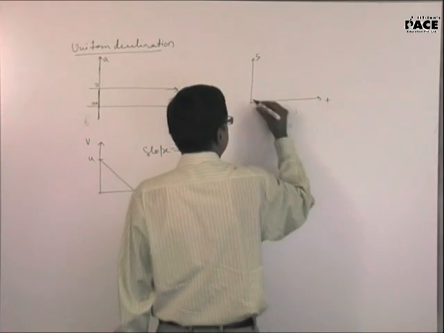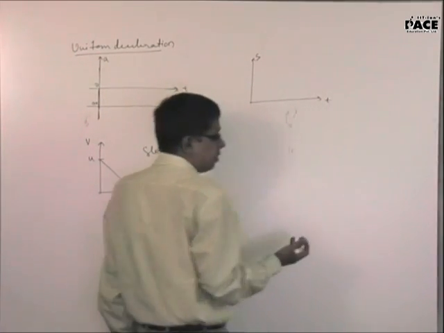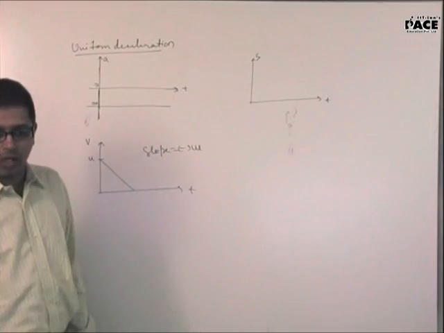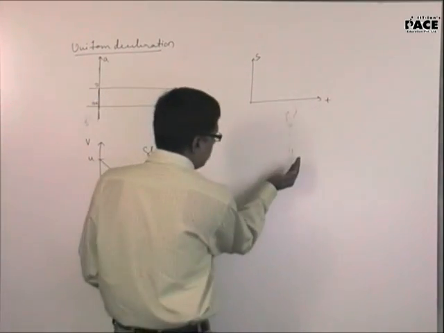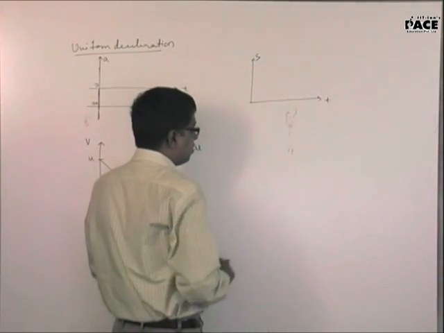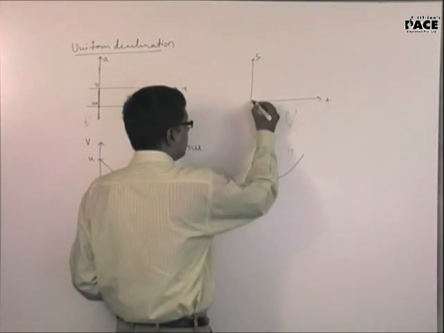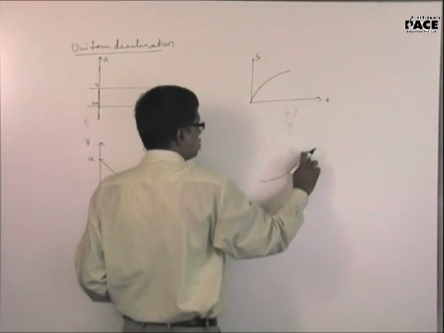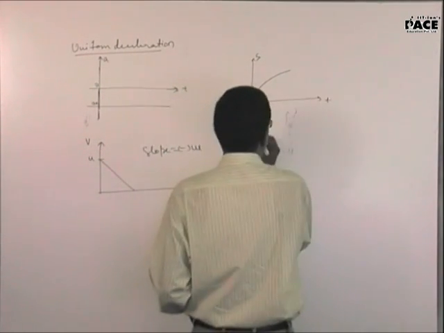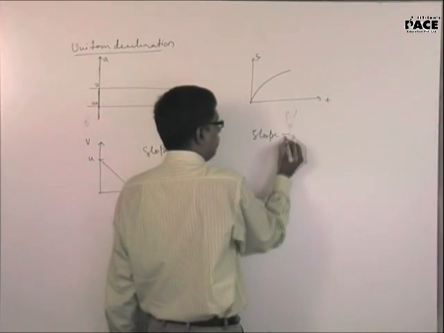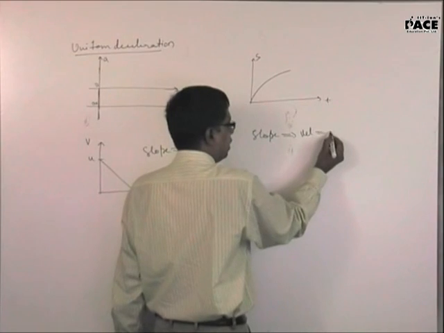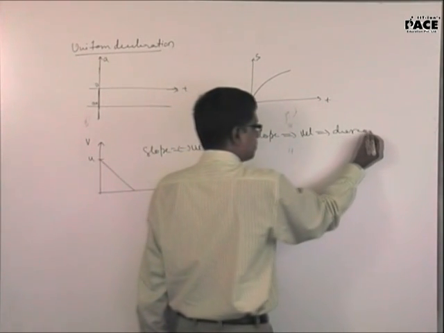If this is the displacement time, there are two types of parabolas. All these are parabolas only. In the previous case, the parabola was like this. Why was the parabola like this? Because the slope should be increasing. Now in this case, the parabola will be like this because the slope should be decreasing. Here, slope implies velocity should be decreasing.